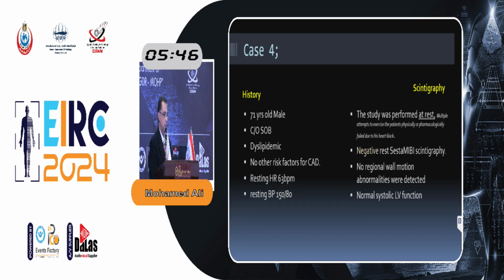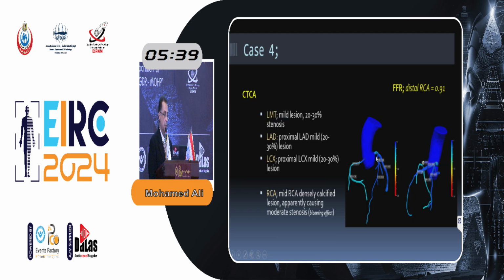In this case, the patient was dyslipidemic and the scintigraphy was performed only at rest and was negative. The patient has mild lesions in the left main trunk, LAD and LCX arteries, but in the RCA there was a densely calcified lesion apparently causing moderate stenosis.